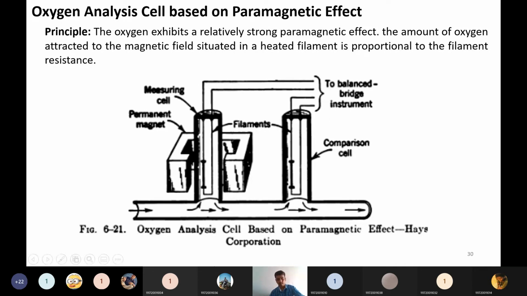When one cell is located in the permanent magnet, due to the magnetic susceptibility its polarity will be very strong. Due to this increased polarity, it will push down the oxygen gas that is there, and more oxygen will be attracted towards the measuring cell. This will change the linear resistance, and the change in resistance is directly proportional to the amount of oxygen present in the measuring cell. So that is the principle, working and construction of this particular cell. I hope it is clear.